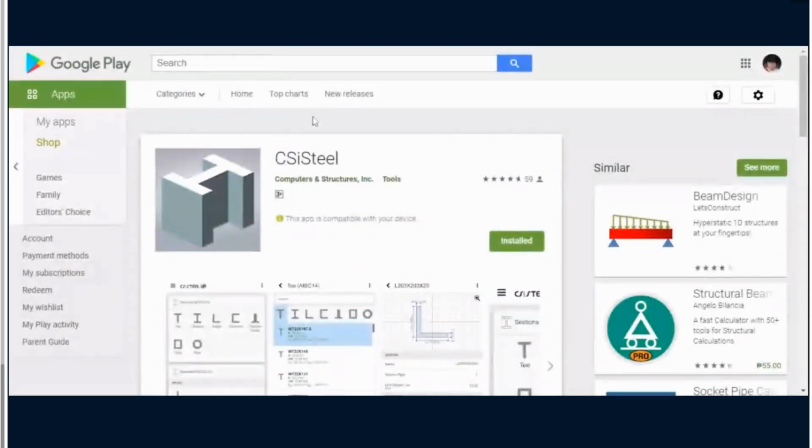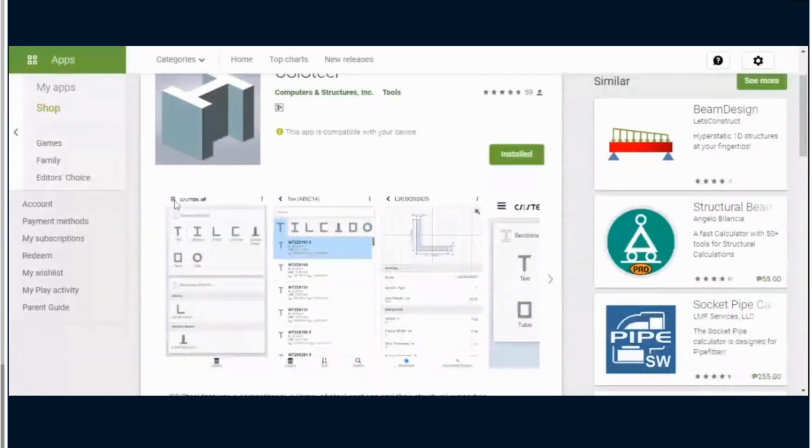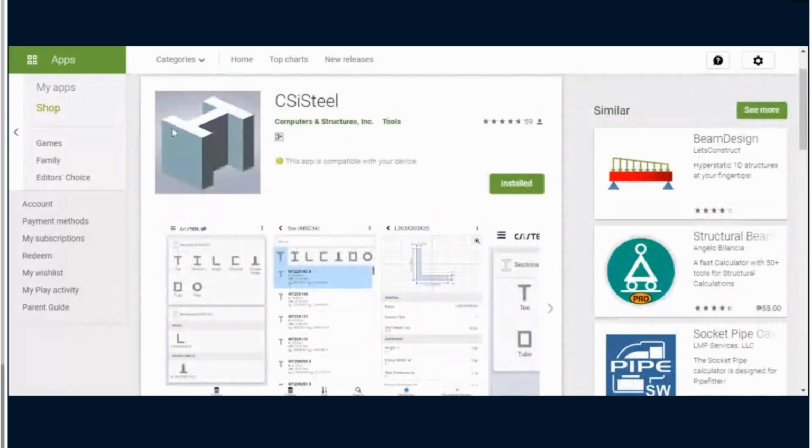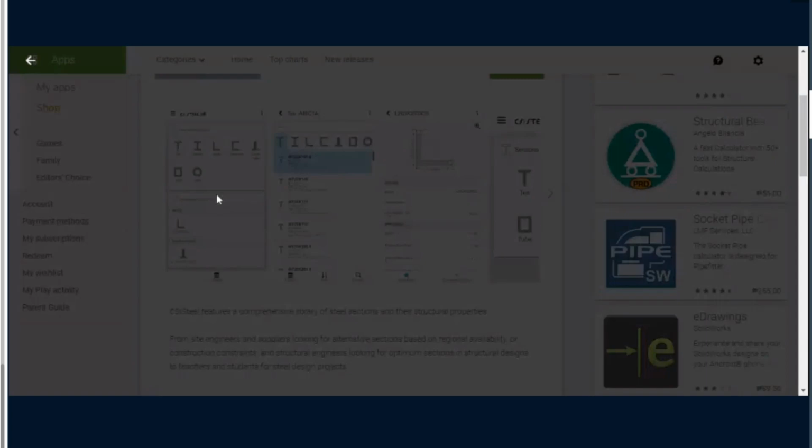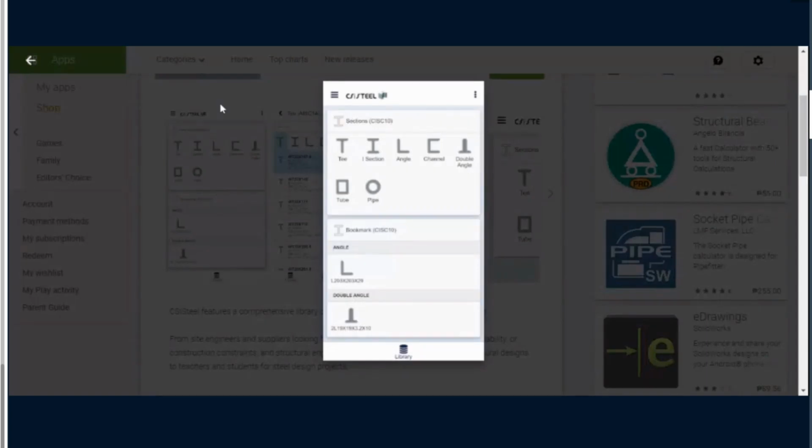So do you see? This one is for steel sections. These are some of the screenshots. At the very first part of the app, as you open it, there will be some types of sections. And if you want to save some specific sections, you may save them, you may bookmark them.